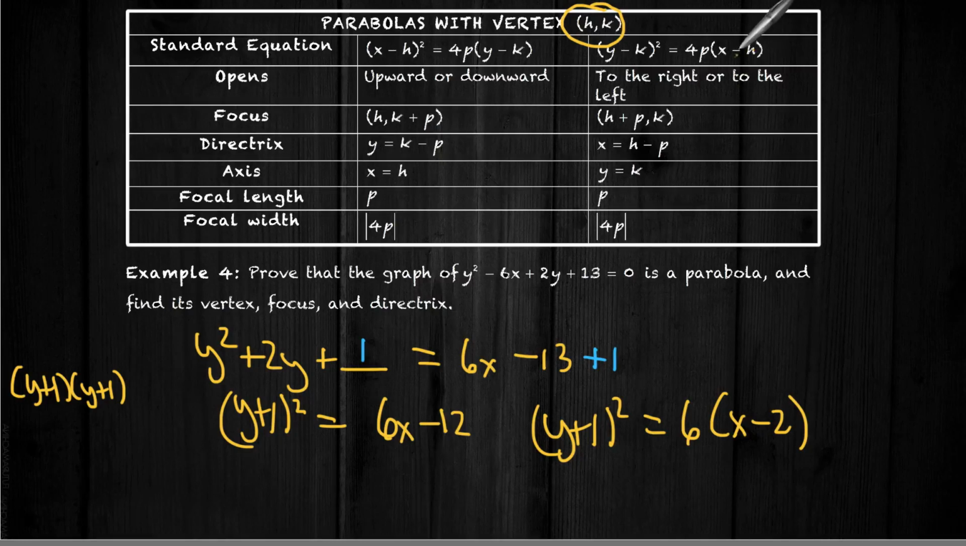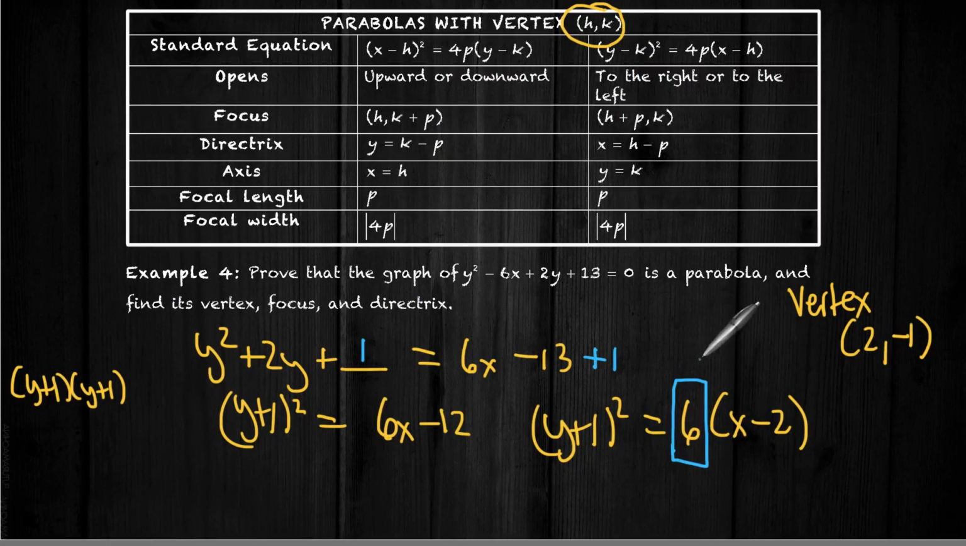H is the number after x minus. So the vertex, let's just write that here. Vertex is going to be 2, comma, negative 1. It's counterintuitive. And so we have the vertex. And the focus we will get from focusing, no pun intended, in on the number in front of the x.